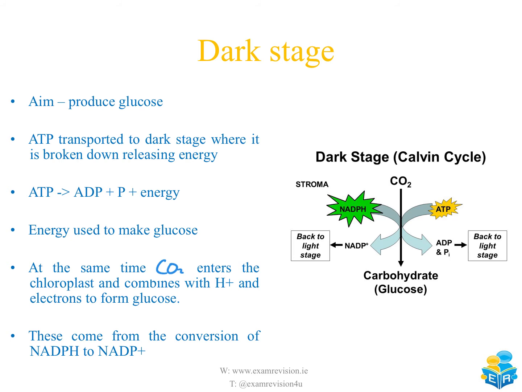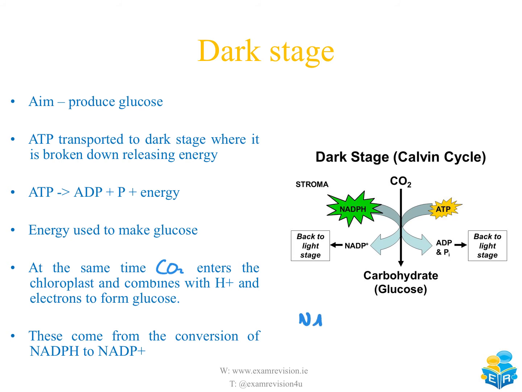Now, at the same time, CO2 is going to enter into the stomata, okay, the tiny holes on the underside of the leaf, and it's going to combine with the hydrogens, so H pluses, and the electrons to form some glucose. Now, these are going to come from the conversion of NADPH to NADP plus. Okay, how is this happening?